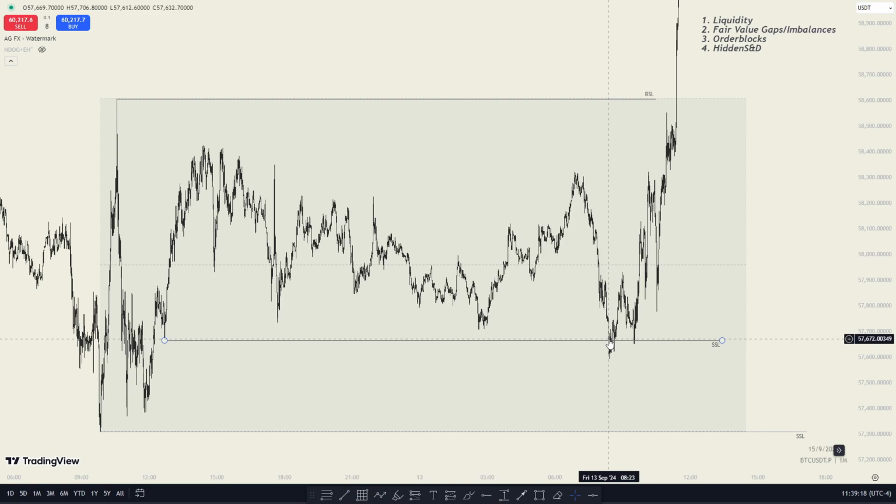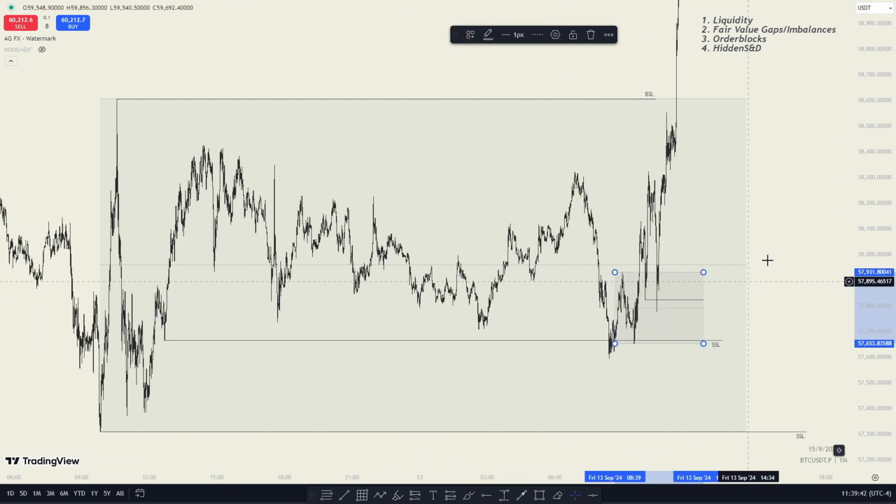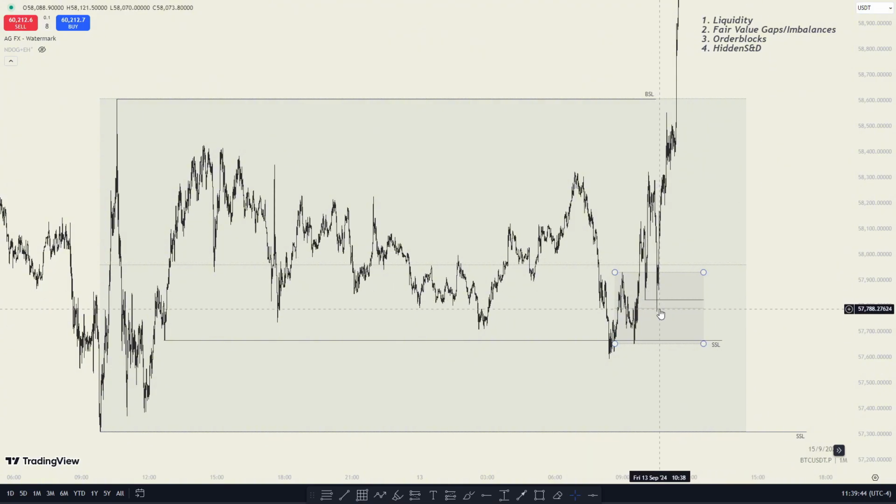Once we take out internal sell side liquidity, we reach for external buy side. By the way, internal liquidity got taken here once again to take out even more sell stops, to buy even more and add into this position. Also, it tapped into the zone with a sweep, so this was a very high probable setup.